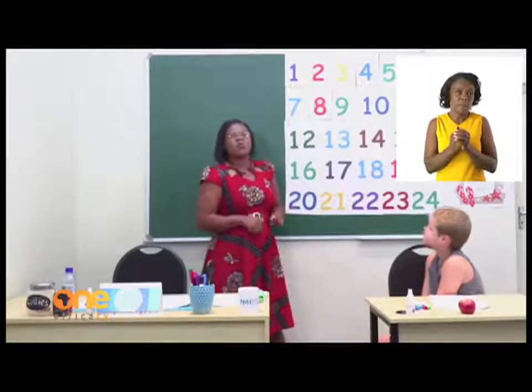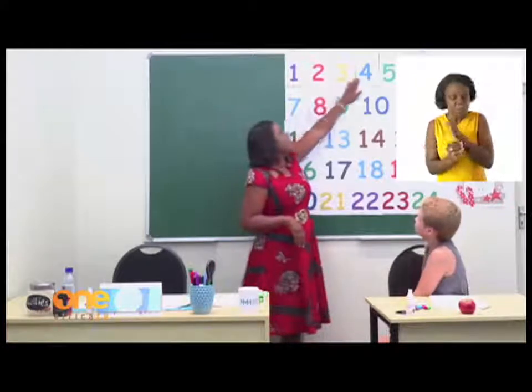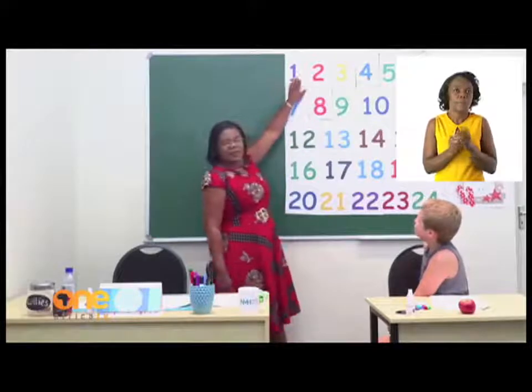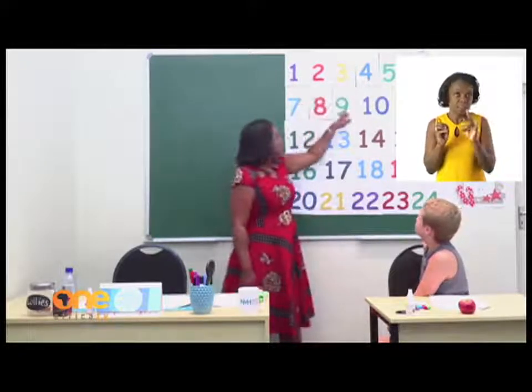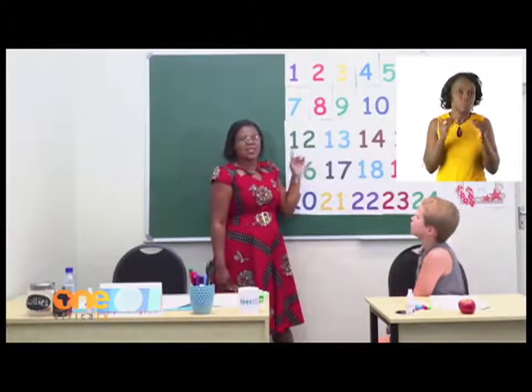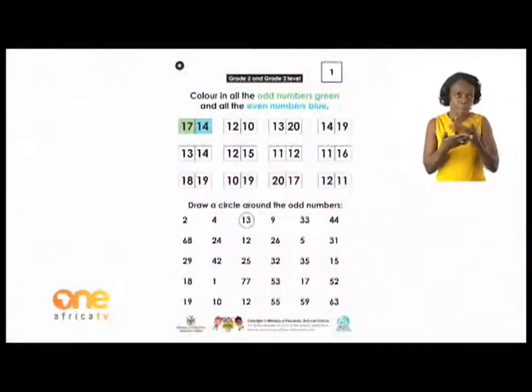Therefore, my odd numbers will be the ones that I'm skipping. Every number that I have skipped is my odd numbers. So a 1 is an odd number. 3, 5, 7, 9, 11, and we continue. Those are my odd numbers. Don't forget that. So let's go to page 6 and see what exercises are there to do.